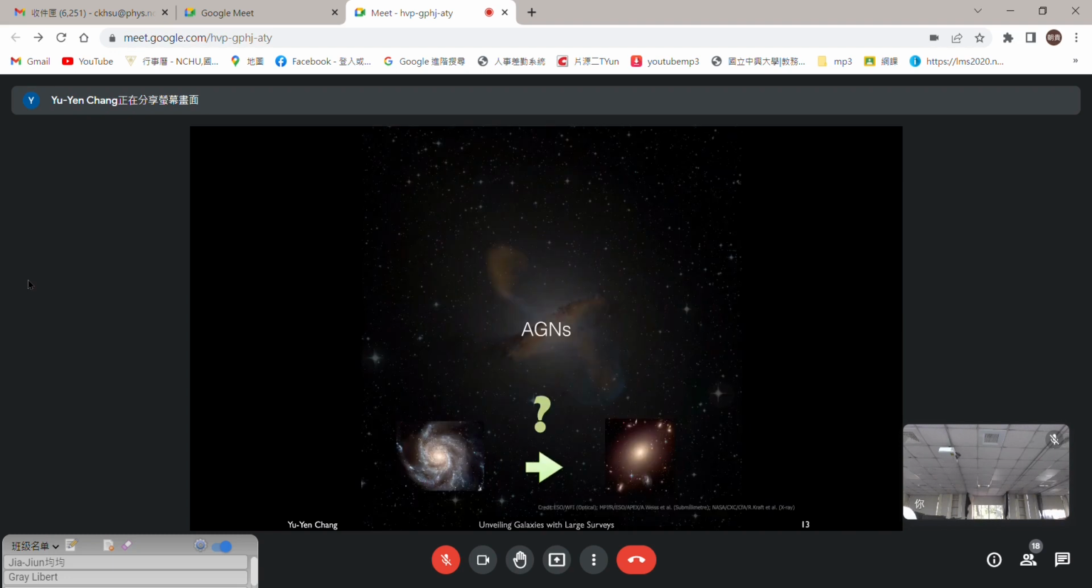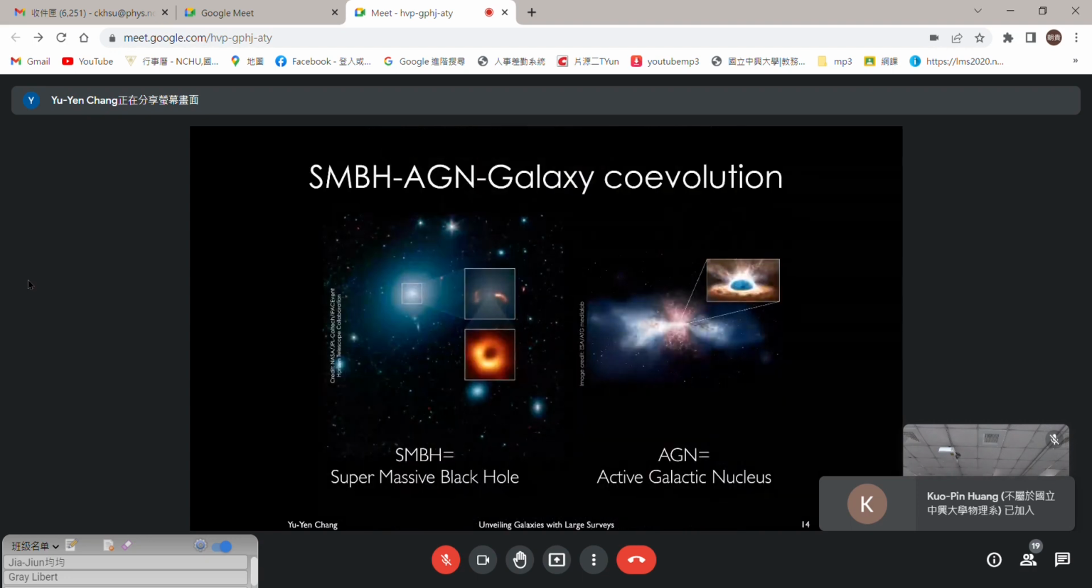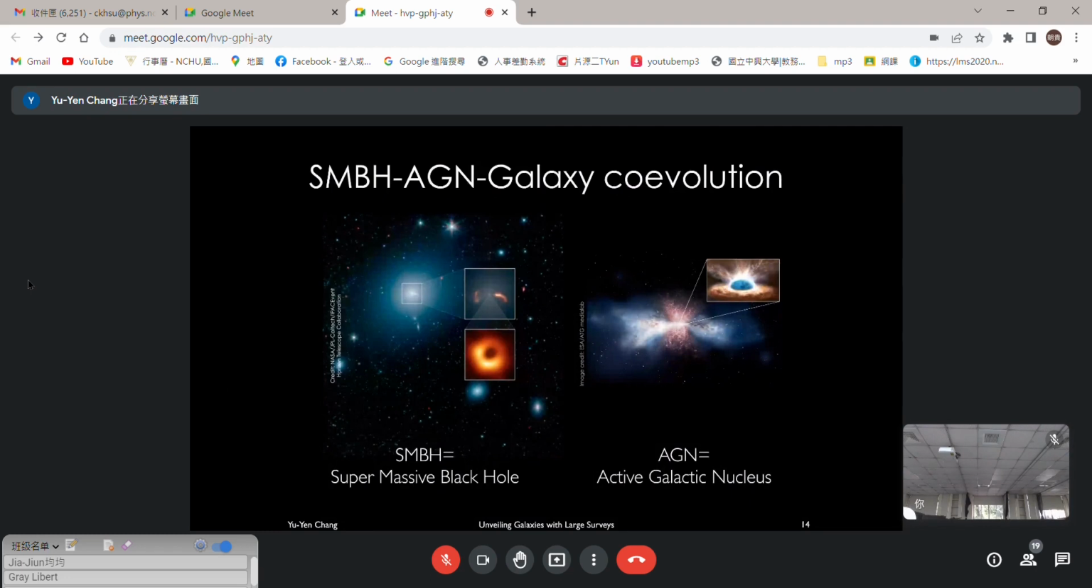So then another topic I would like to talk about is AGNs. AGNs are highly discussed when we talk about galaxy evolution. In theory, it is possible that AGN plays a role when star-forming galaxies evolve to quiescent galaxies. It has been highly discussed that supermassive black holes, AGNs, which stands for active galactic nucleus, and the galaxies have a co-evolution.